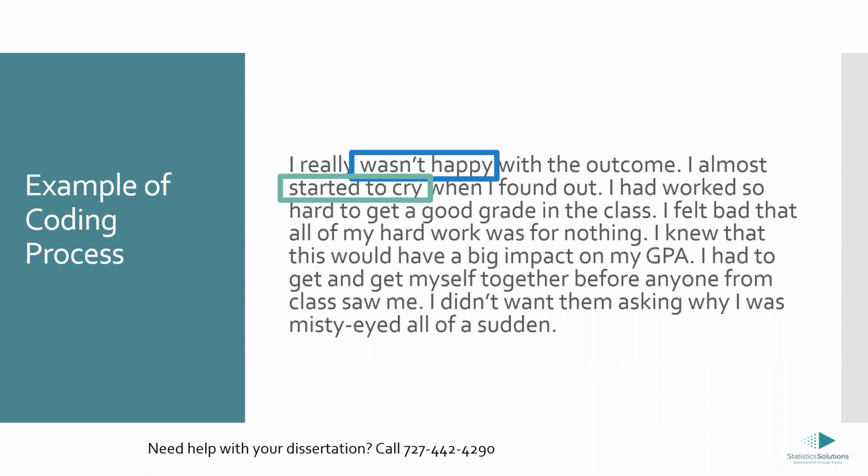So there are two codes here, right? These two passages of text. One was "wasn't happy," one was "started to cry." Okay, so we've identified those. And then here we have in dark blue again, "I felt bad." Okay, so that's really similar to "wasn't happy." I felt bad, I wasn't happy. Okay, so we might apply the same code to that passage. And then we use "misty-eyed." Well, that's really similar to this, crying, or this physical manifestation of feeling bad, not being happy.